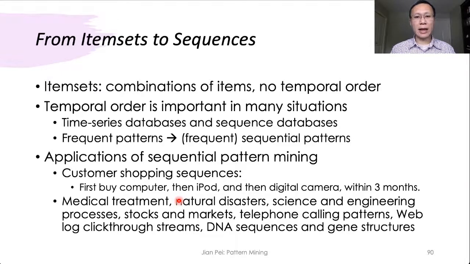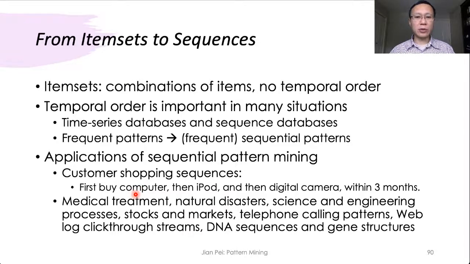There are many natural applications of sequential pattern mining. For example, we may look at customer purchase history and customer shopping sequential patterns. They may say a customer may first buy a computer, then an iPad, then a camera, and so on within 3 months. Knowing such a pattern can help us design promotions and campaigns to help customers get better services.